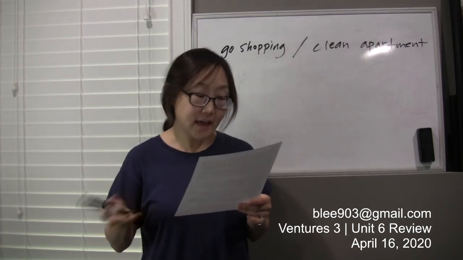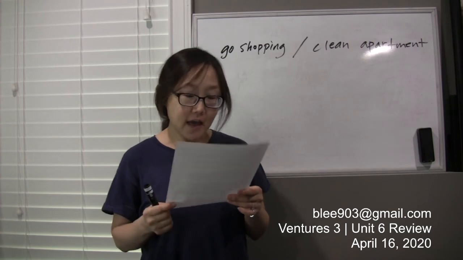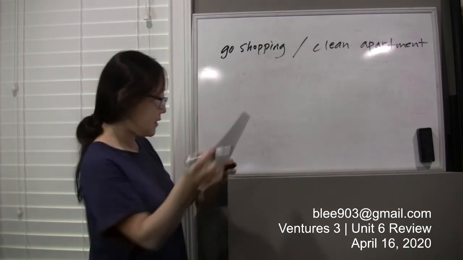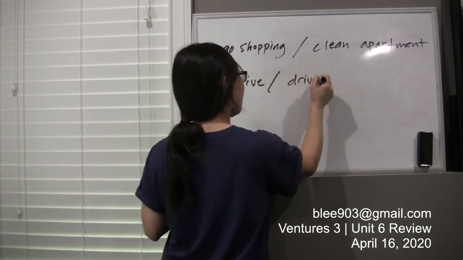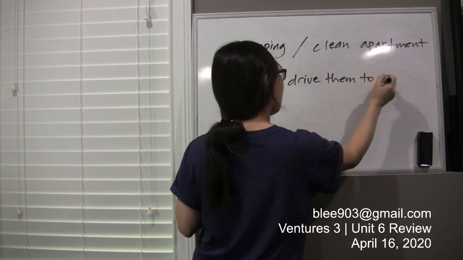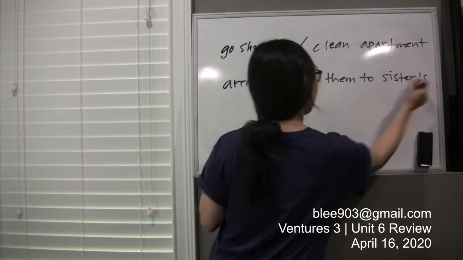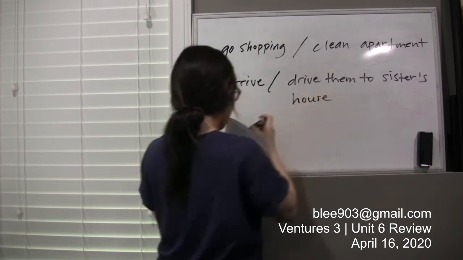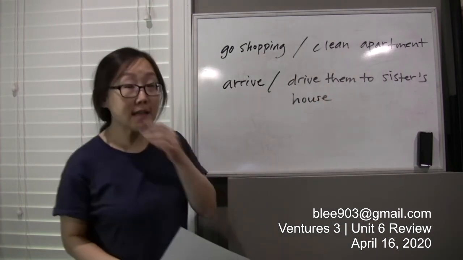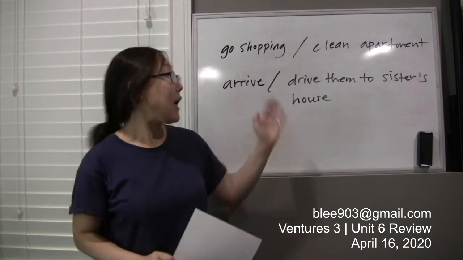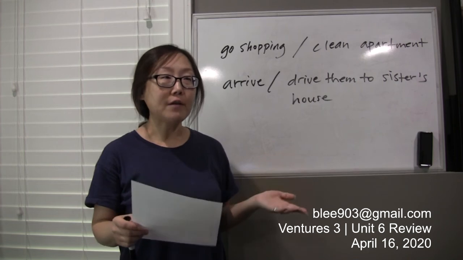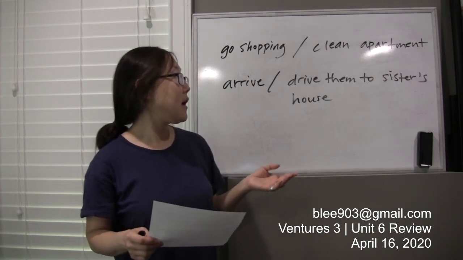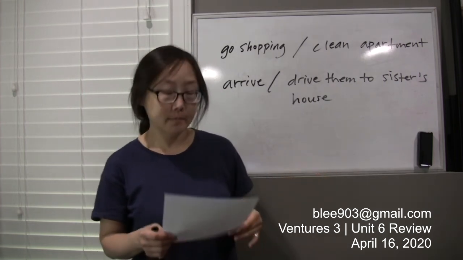Okay, number 7. This time I want you to make a sentence again using after and the following 2 activities. Okay, so again, make a sentence and use after and these 2 activities. And the same thing, make sure you use the correct verb forms and also add any extra words if you need them.